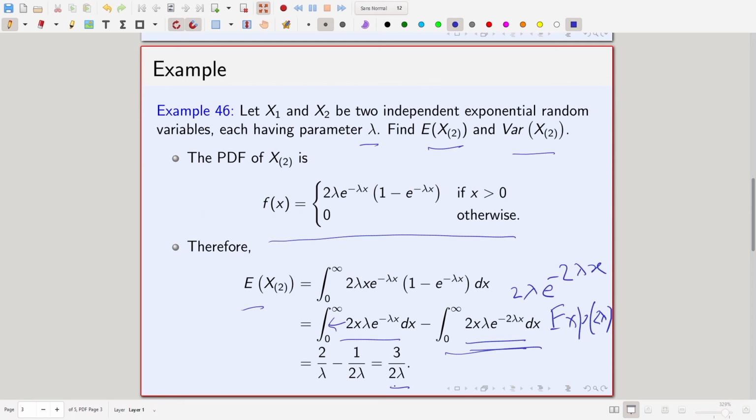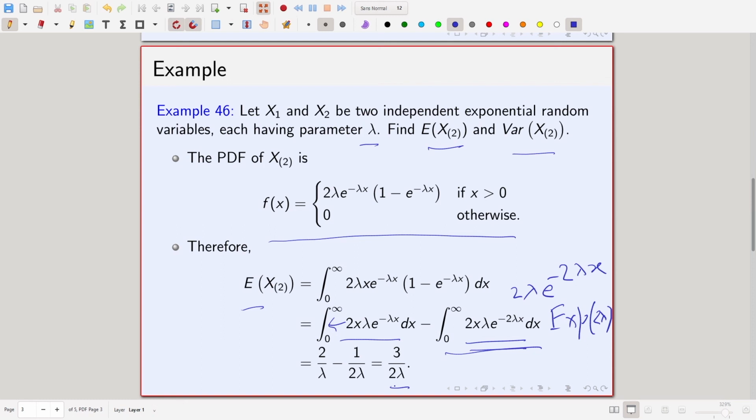So again, this integration you can easily do, but what I am saying is that since you know the mean of an exponential distribution with a given parameter, you don't even have to work out these integrations explicitly. If you remember that, then you can straight away write down these things. Fine. Okay, so that's the mean.